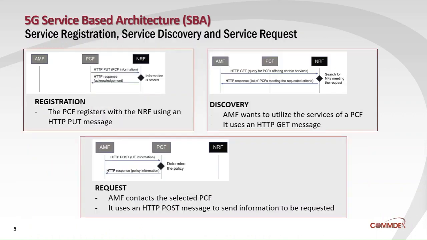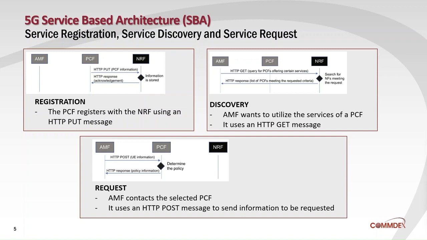Let's now look at an example of a network function registering its services with the NRF and another network function requesting its services. Let's say a PCF is being introduced into the network. It goes through a service registration process to register its service capabilities. It does so by using the HTTP PUT message to advertise its information to the NRF, and this one in turn sends back an acknowledgement. Now this PCF, which is a producer of services, is able to provide its services to authorized consumers.